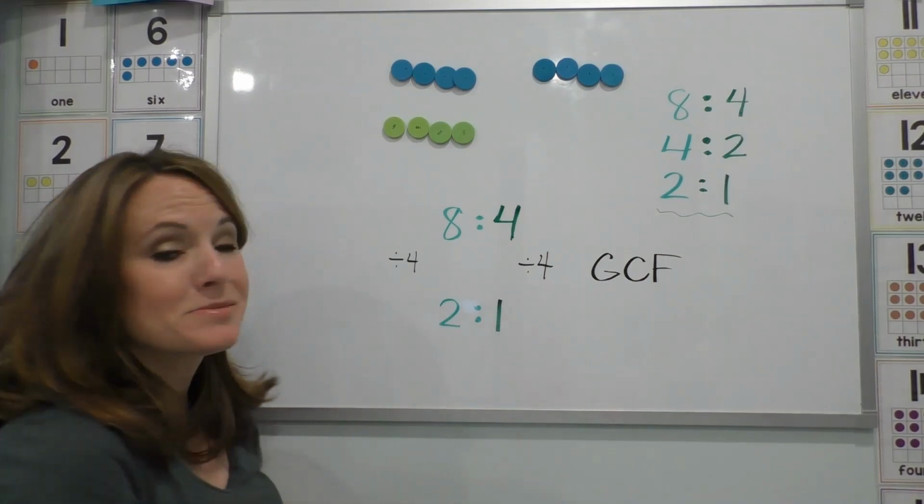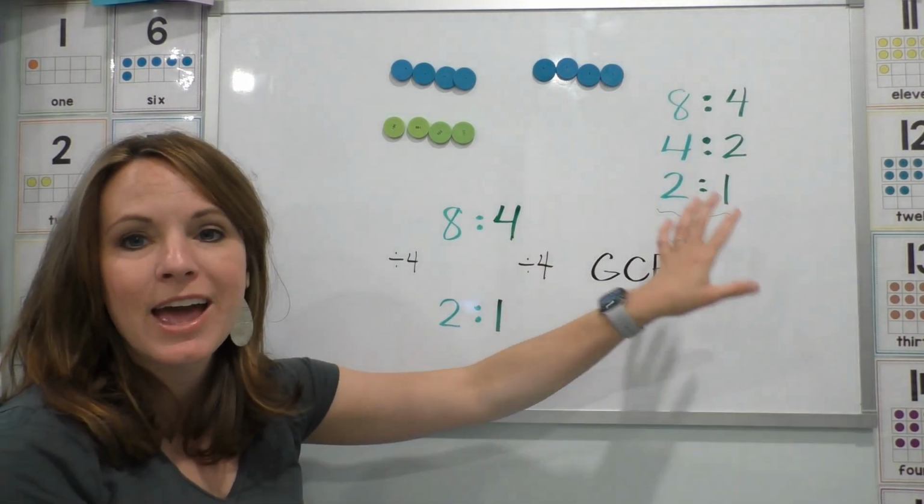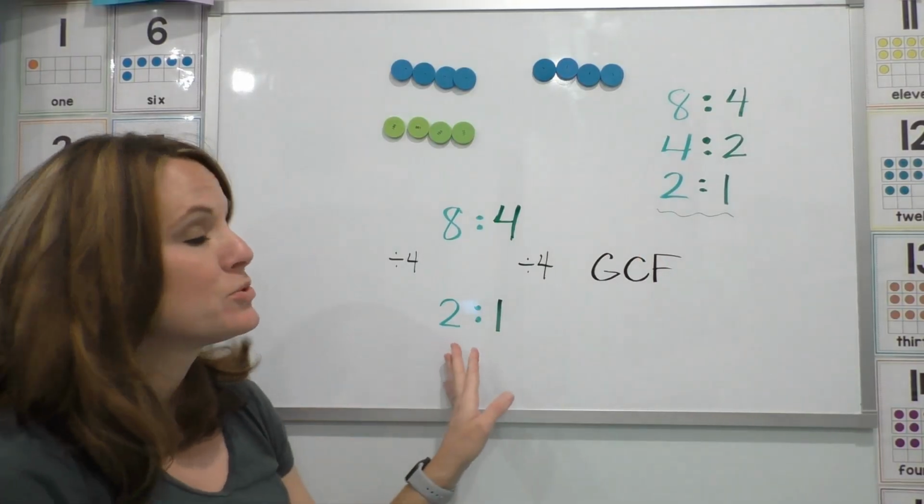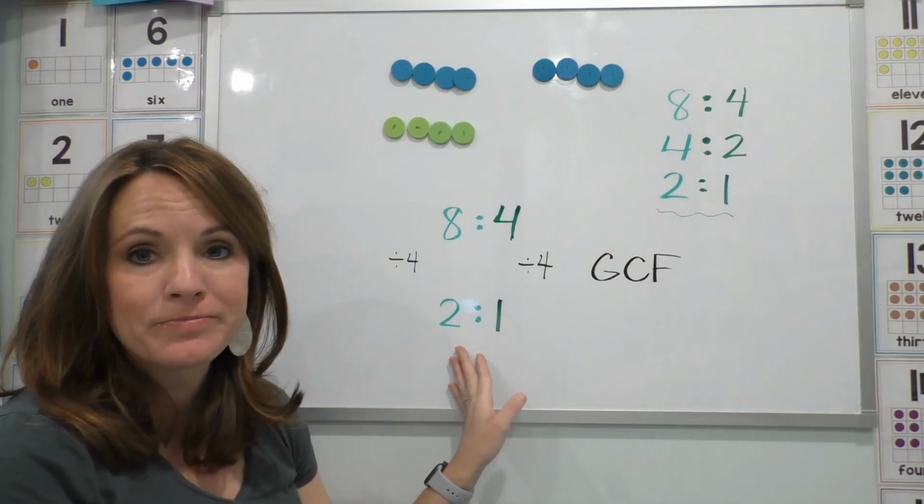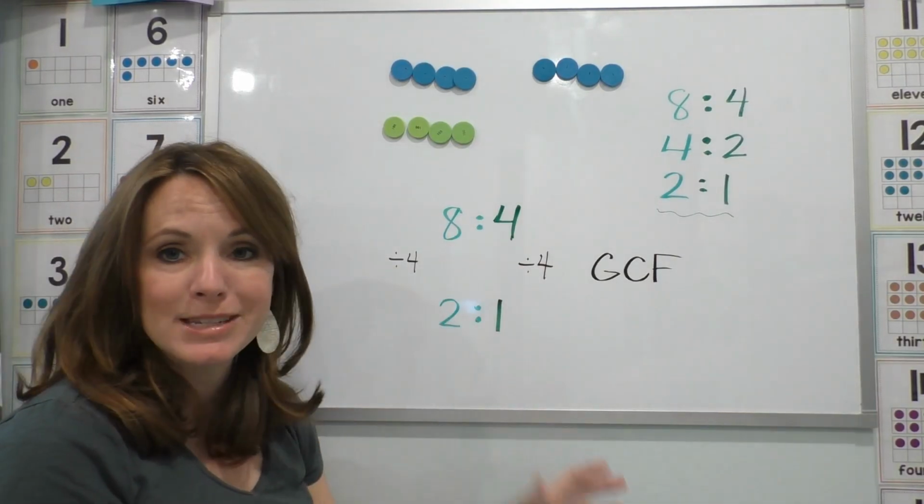So we've talked about two things here. Equivalent ratios and how to use the greatest common factor to write it in simplest form. Still the same, still equal, but represented in a different way.